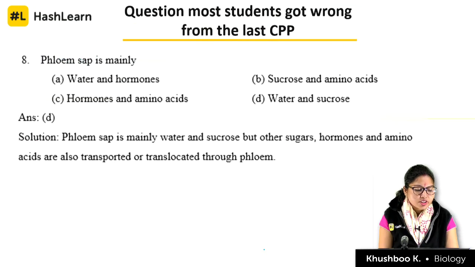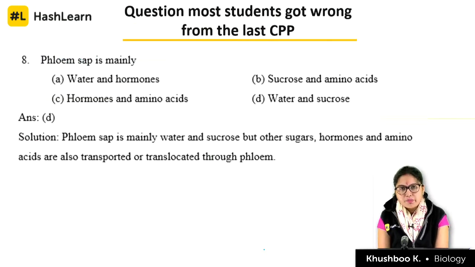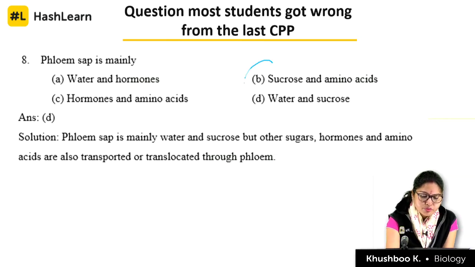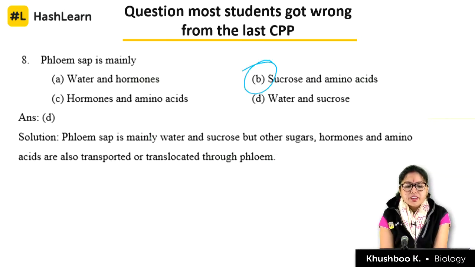And now on your screen is the previous class CPP question, or the question where most of you have gone wrong. It's question number 8. It's a very sweet, simple and innocent question. So phloem sap is mainly, so you have to identify what should be there in the phloem sap. But most of you have opted for B, so that is sucrose and amino acid.